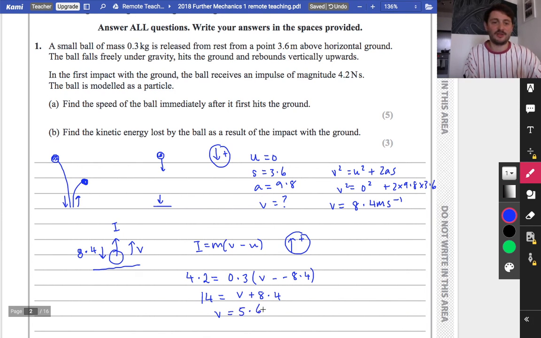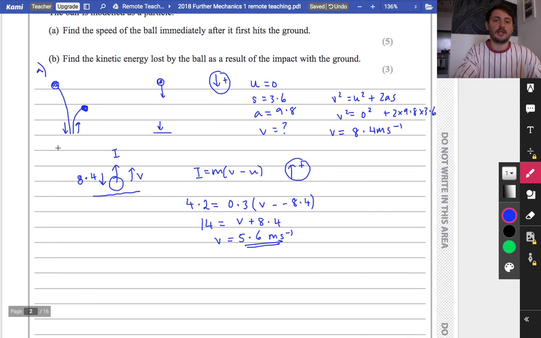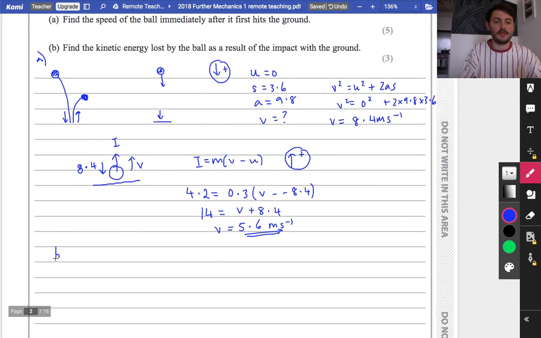So v equals 5.6. The speed of the ball immediately after it first hits the ground is 5.6 meters per second. It wants us to find the kinetic energy lost by the ball as a result of the impact.